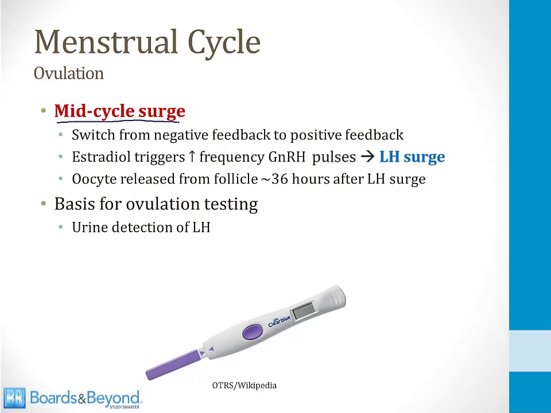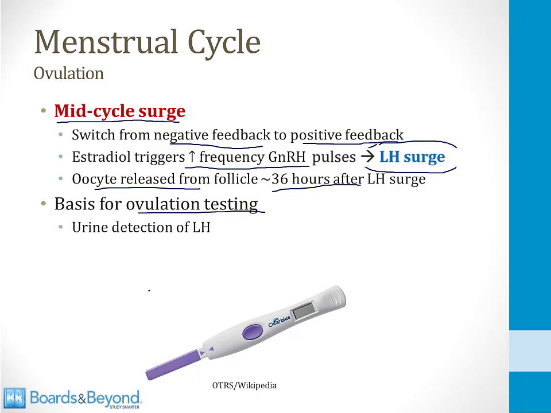When estrogen levels get high enough, there is a switch from negative feedback of estrogen to positive feedback. Estradiol will trigger an increased frequency of GnRH pulses, and this will lead to a surge in the level of LH coming from the pituitary gland. And an oocyte will be released from the dominant follicle about 36 hours after the LH surge. And this mid-cycle surge is the basis for ovulation testing that women can use when they're trying to get pregnant.